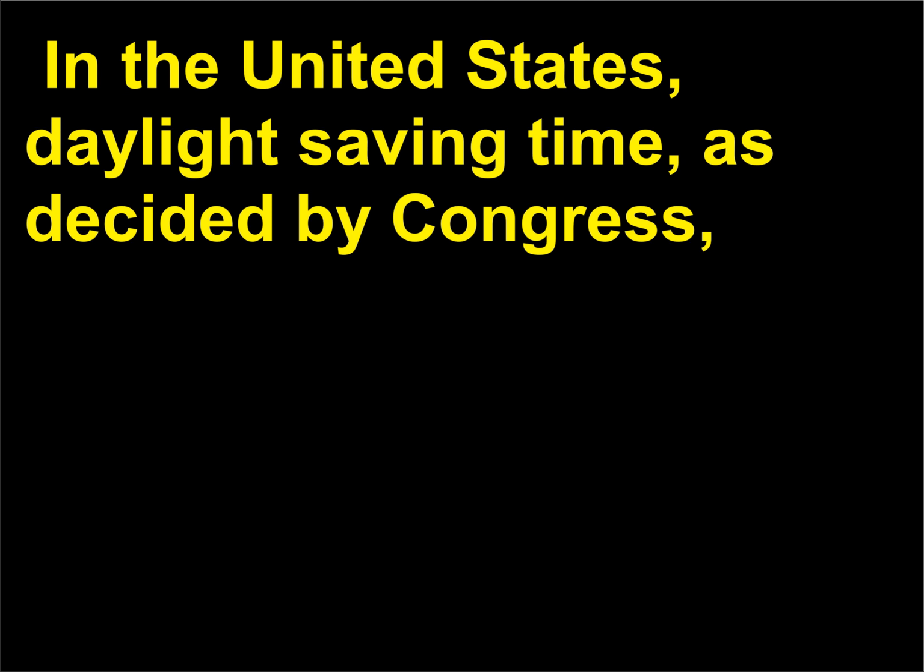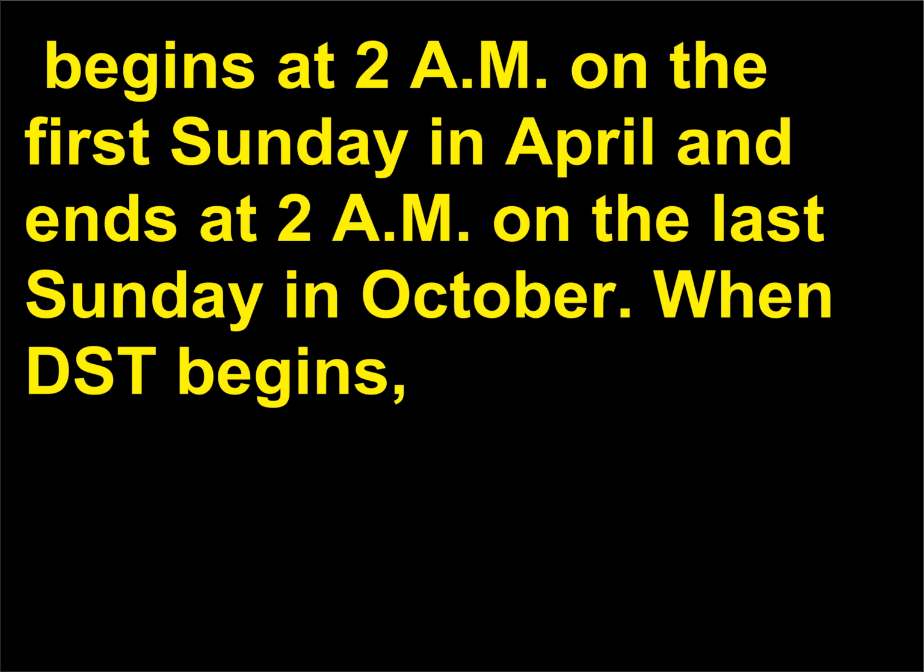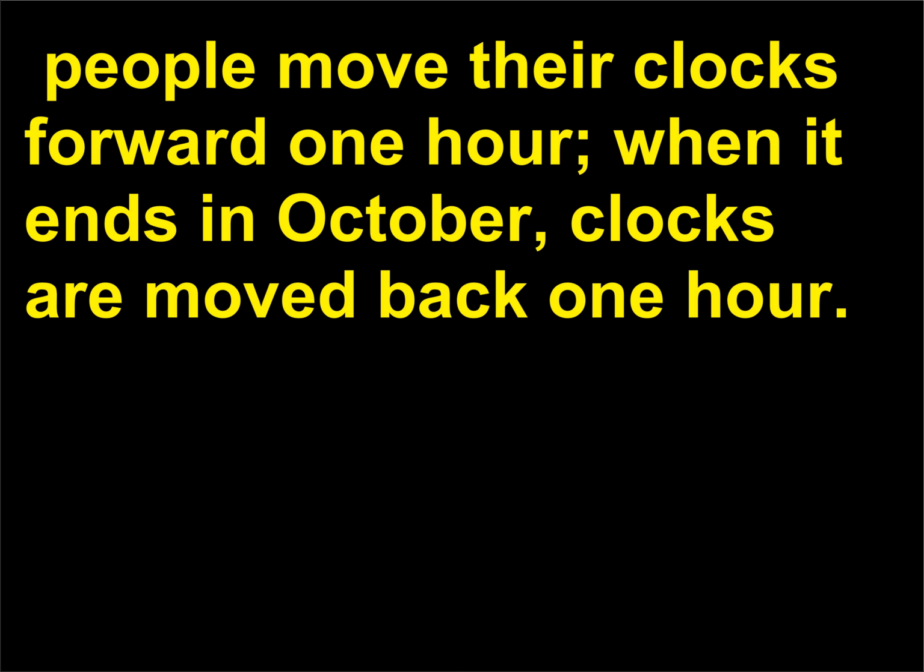In the United States, daylight saving time, as decided by Congress, begins at 2 a.m. on the first Sunday in April and ends at 2 a.m. on the last Sunday in October. When DST begins, people move their clocks forward 1 hour. When it ends in October, clocks are moved back 1 hour.